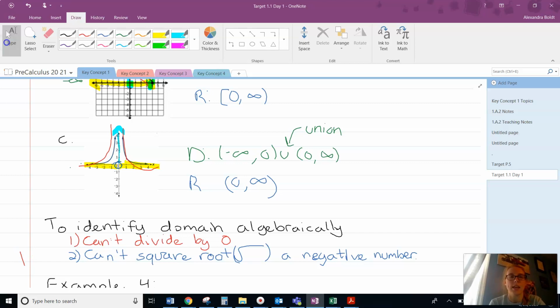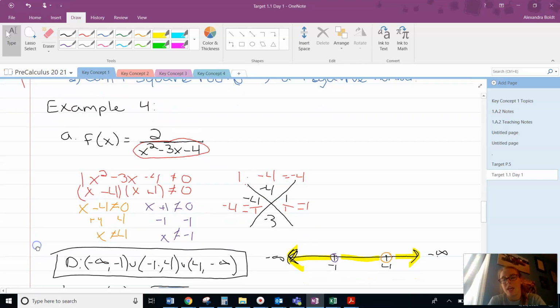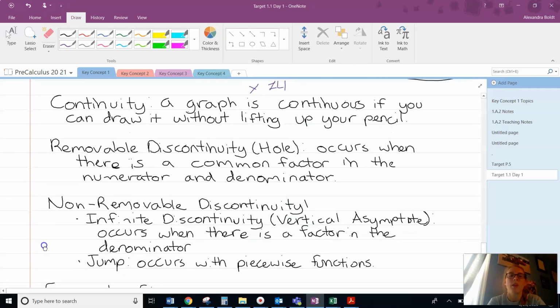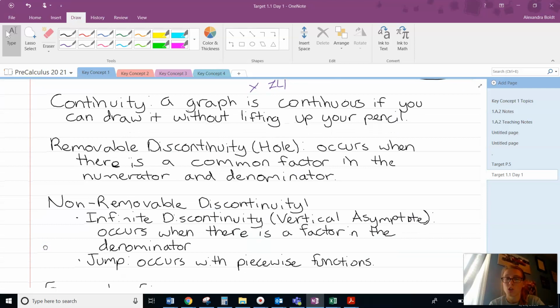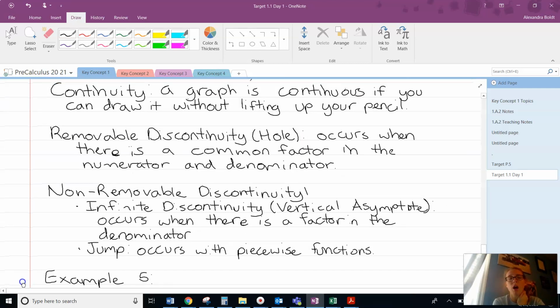Okay, so it really does connect to this idea of domain, where if your domain is in pieces, then it's not continuous. If your domain is just one solid piece, it's continuous. So the only thing we're adding to it is types of continuity, so that we can label them. So the first type of continuity we have is a removable discontinuity.